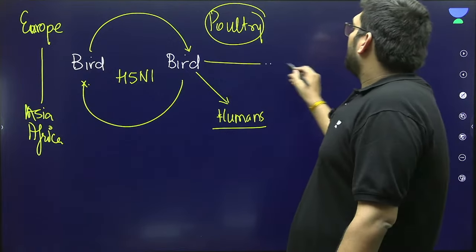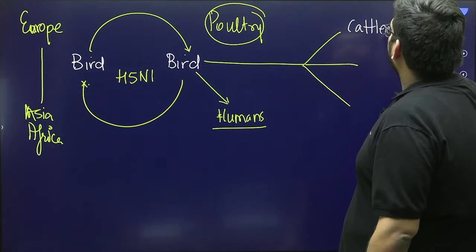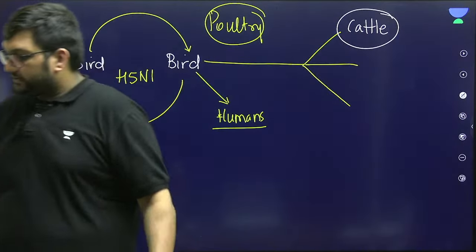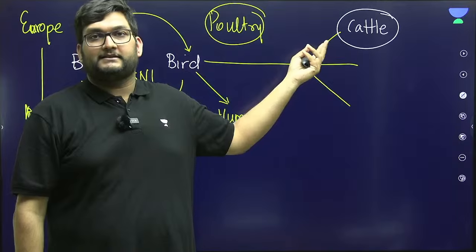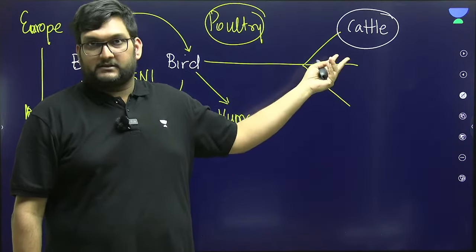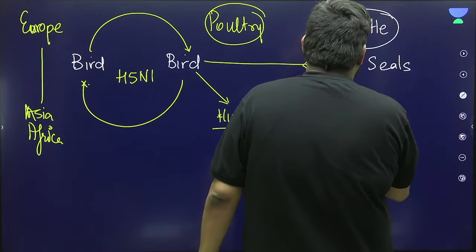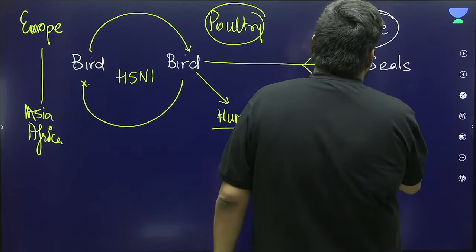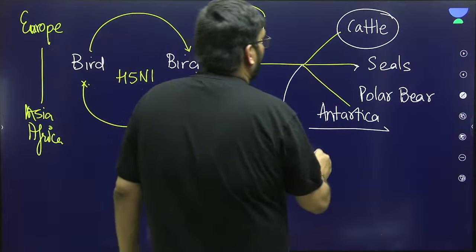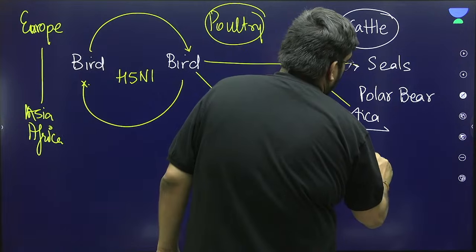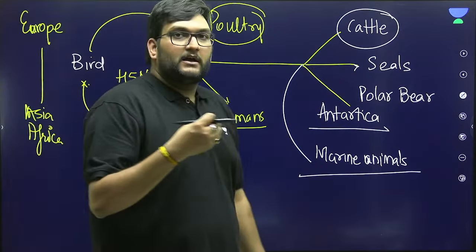It's very simply because now, in America, which is the point of this article, cattle, cows, have got infected by the H5N1 variety of viruses. In Russia, we have seen seals. In Antarctica, we have seen polar bears also getting H5N1. And further, it is going into marine animals. And there's a very good chance that it could go into mammals also, which it is already entering. Sea lions and everything are getting infected.